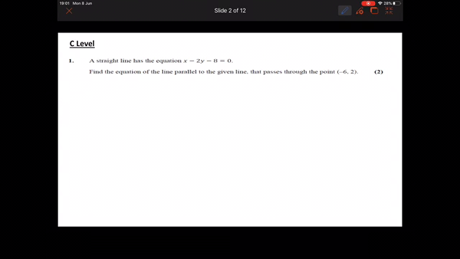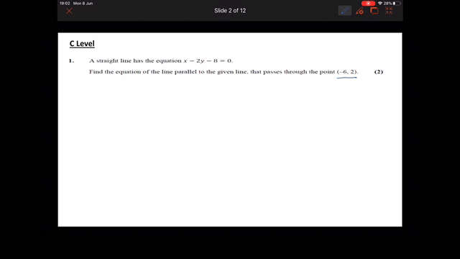So the first question gives us an equation of a line and it asks us to find the equation of a line parallel to this that passes through the point -6, 2. In order to find the equation of a line, you need to know two things. The first thing you have to know is a point on the line, and in this case we're given -6, 2. And the next thing you need to know is your gradient.